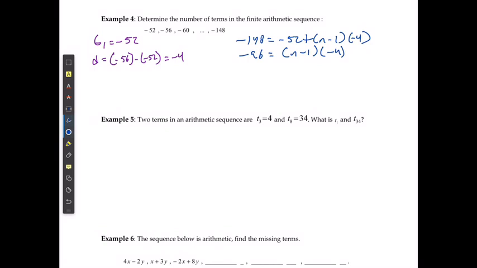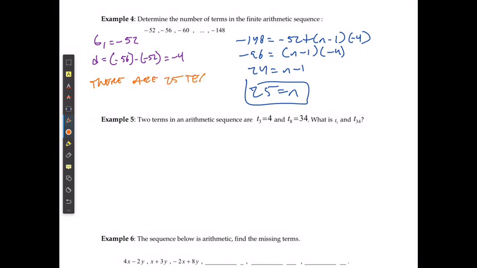Divide both sides by negative 4, and I get 24 is equal to n minus 1. And then I'm going to add 1 to both sides. 25 is equal to n. There are 25 terms.